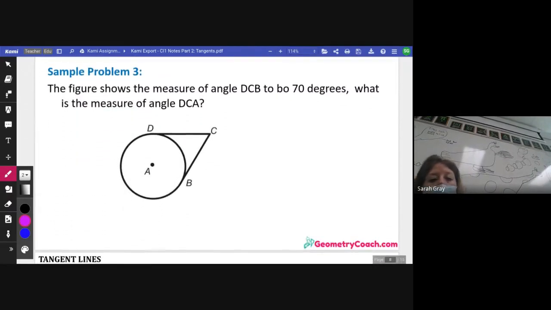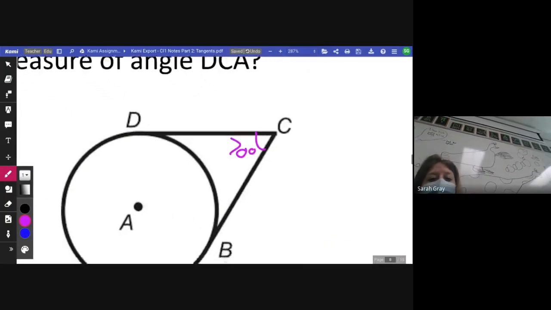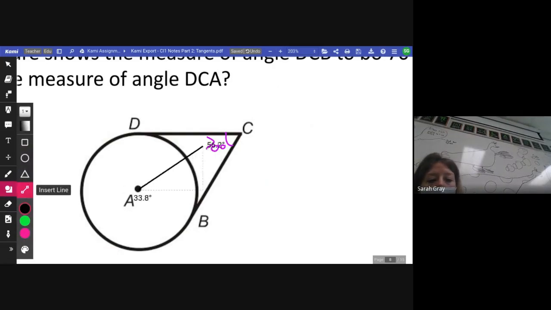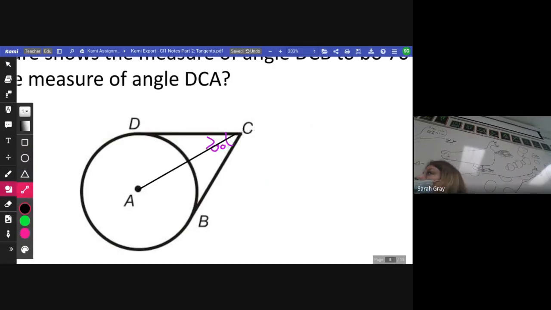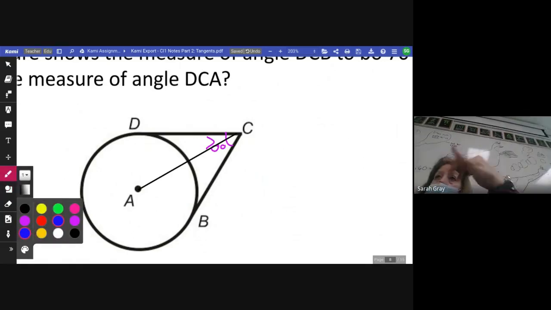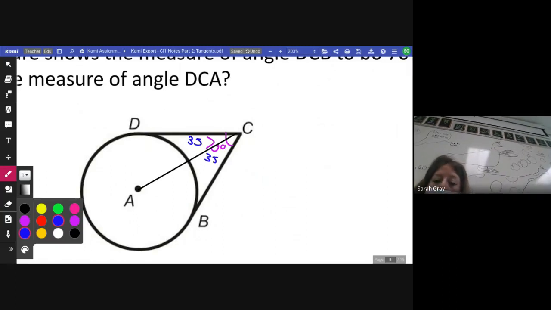All righty. This one says that the angle DCB is 70 degrees. So I got it right there, 70 degrees. What is the measure of angle DCA? Ethan. 35. It is 35. DCA is not even drawn, so you could add that in there if you wanted to. And then 70 is being split into 35 and 35.